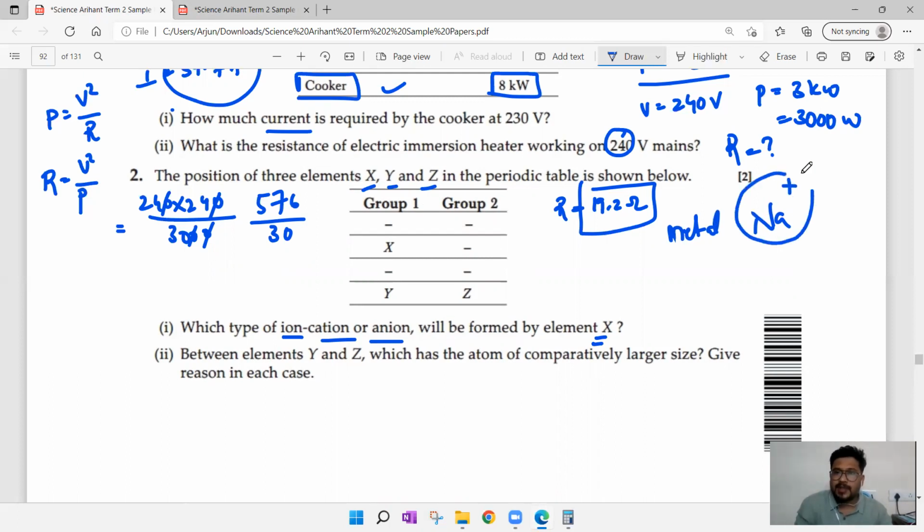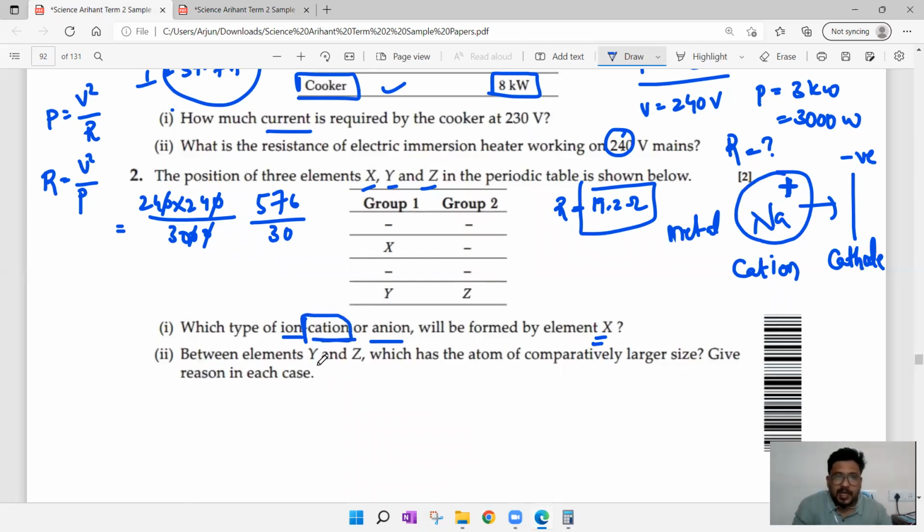So Na plus is an ion, and whether it is a cation or anion, if they ask, is quite simple. Try to remember, positive ions will always move towards the negative terminal. The negative terminal we call the cathode. So the ion which moves towards the cathode is known as a cation. So the answer is a cation is formed.